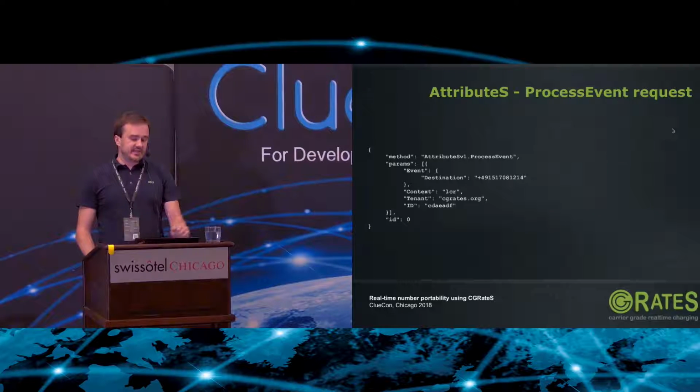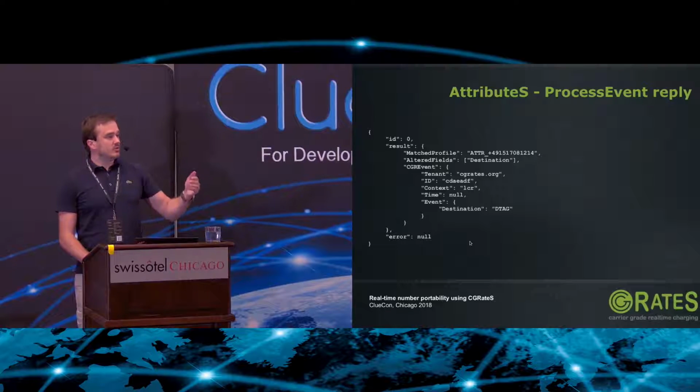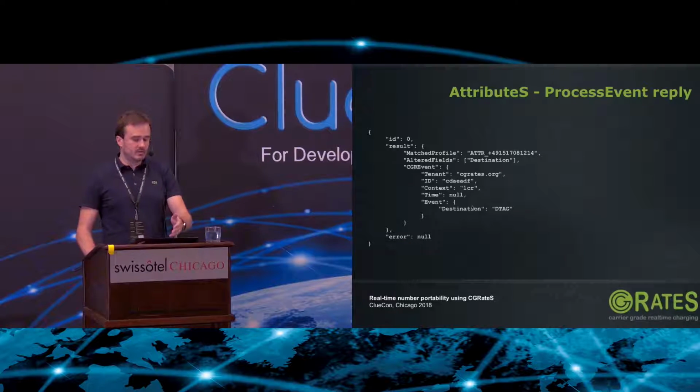So by sending a process event, a very simple and basic API sent to CGRateS in the context of LCR, you can see the destination is here some number. And as reply, you can see that the system announces that it has altered the destination field. So instead of the previous destination, you now get an operator code. And based on that, you can have the pricing considering that.